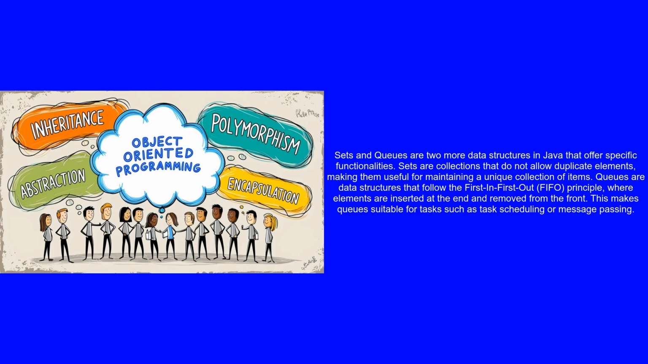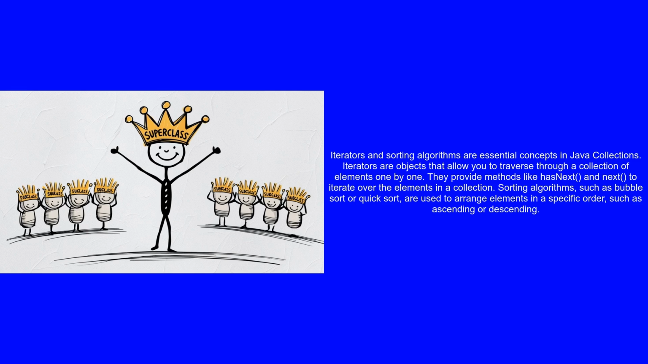Alright, so let's talk about iterators and sorting algorithms in Java collections. Iterators are basically like your tour guides through a collection of elements. They help you go through each element one by one using methods like hasNext and next. Now, sorting algorithms are like the organizers of a party. They arrange the elements in a specific order, whether it's from smallest to largest or vice versa. You've got options like bubble sort or quick sort to get your elements in line. So, iterators help you navigate through your collection, while sorting algorithms help you organize it. Both are super important concepts in Java collections that you'll definitely want to get familiar with.